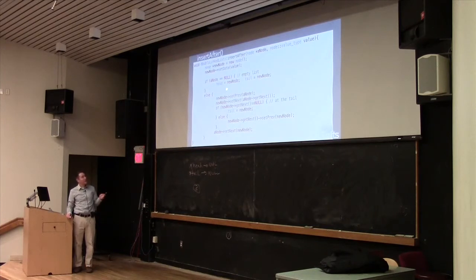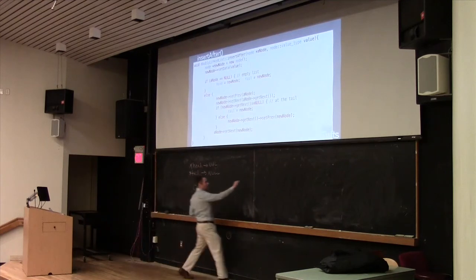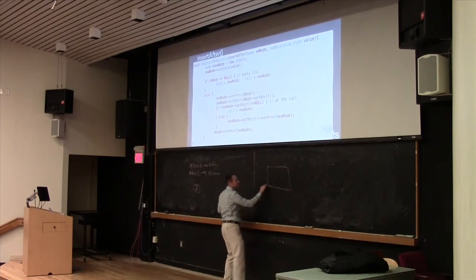So what we do, sorry, I forgot to create the node first. First thing we do is create the node. Then we actually set the data. So we've got this kind of floating node here. So we're going to create this node.